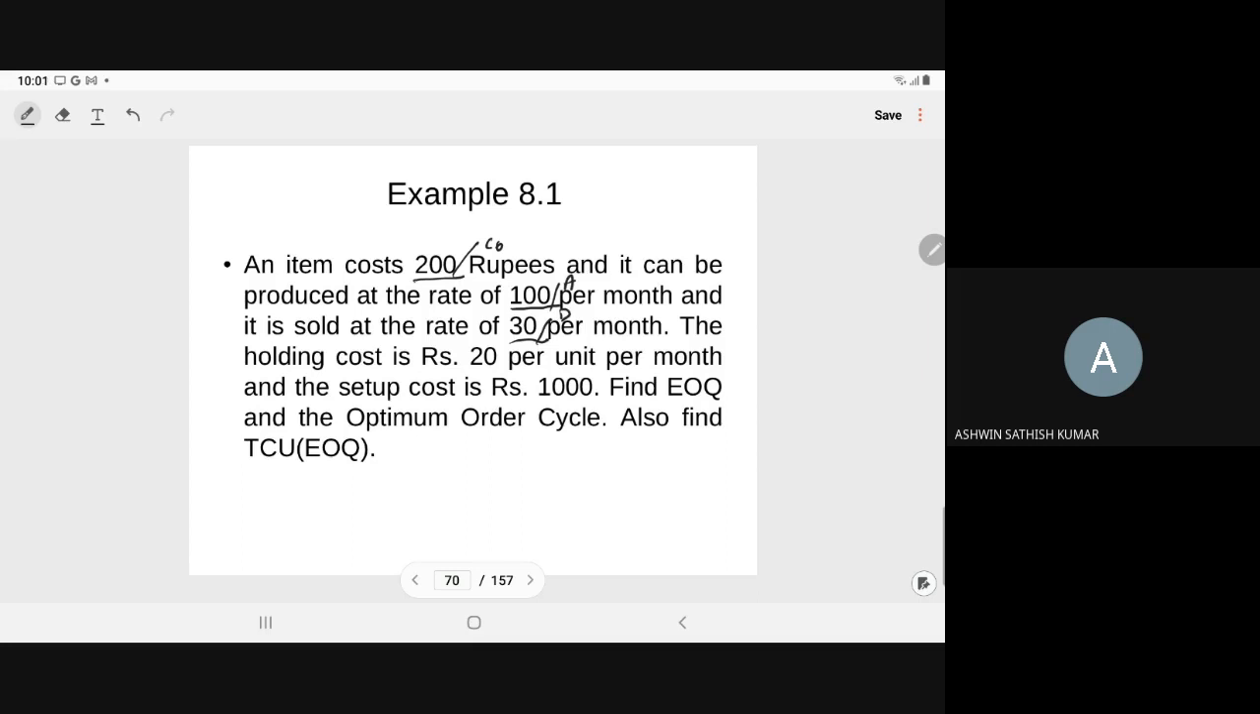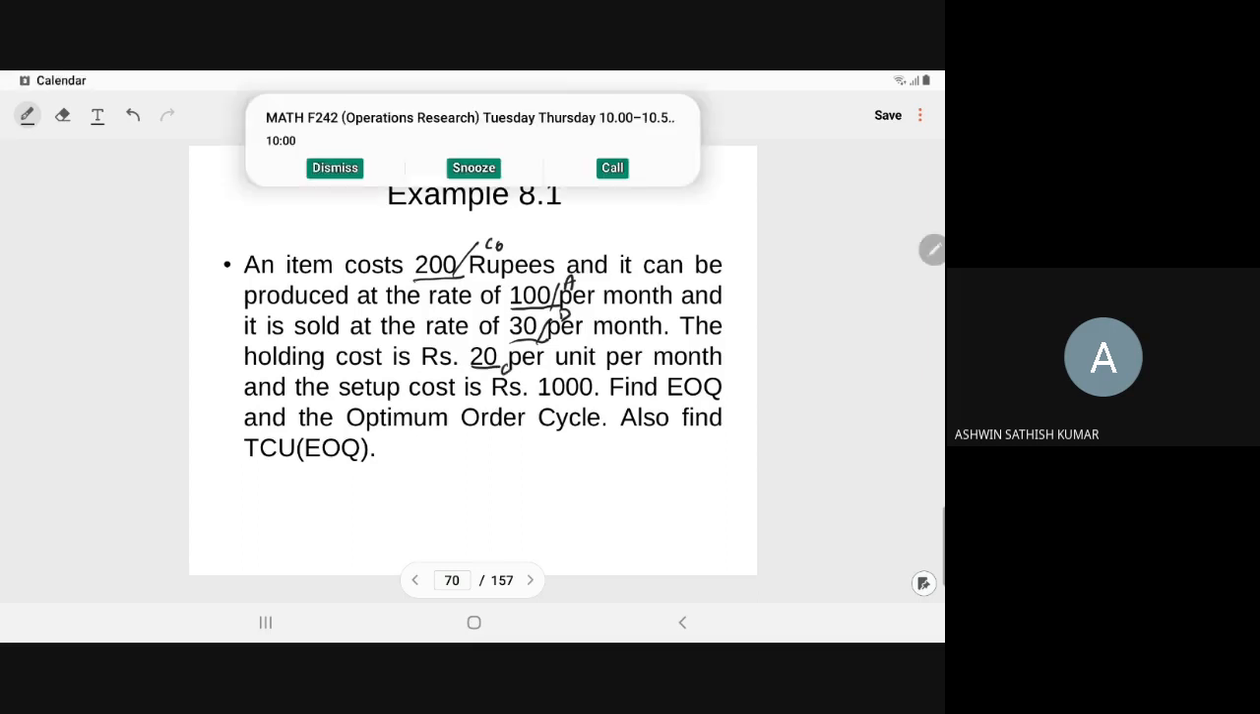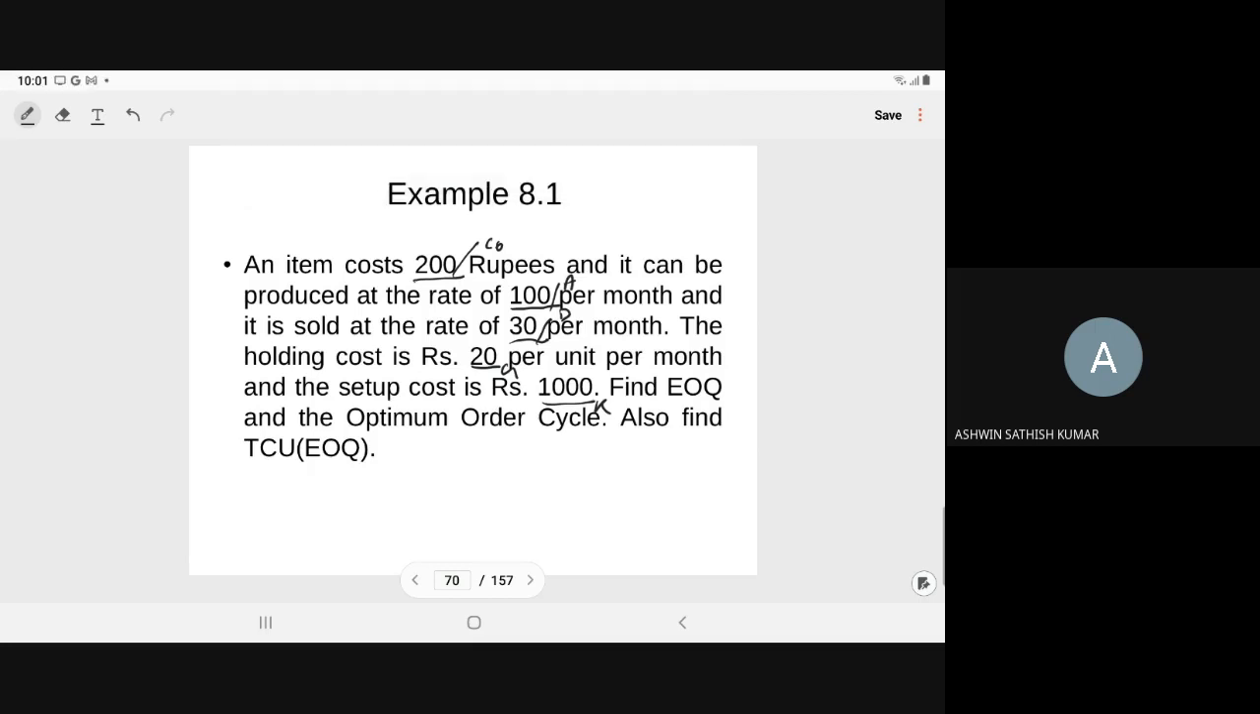The holding cost is rupees 20 per unit per month and the setup cost is rupees 1000. So this is given to you as C1 and this is K, independent of the quantity. Find the EOQ and optimum order cycle. Also find the TCU at optimum order cycle. It means what we have to determine: EOQ means we have to determine the Q star, OOC, that is the T naught star, and the TCU at Q star, meaning optimal TCU.